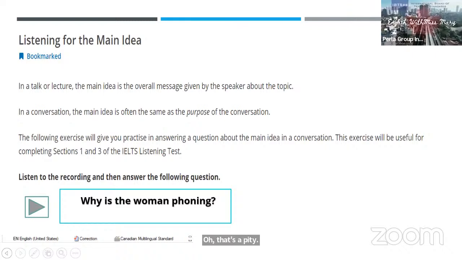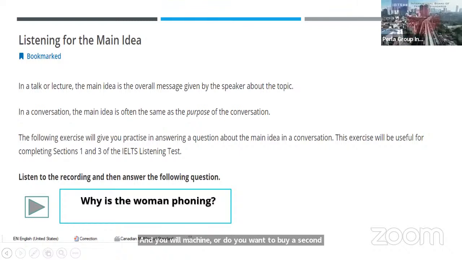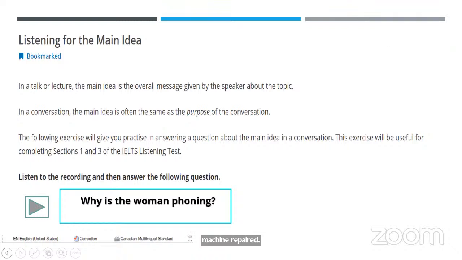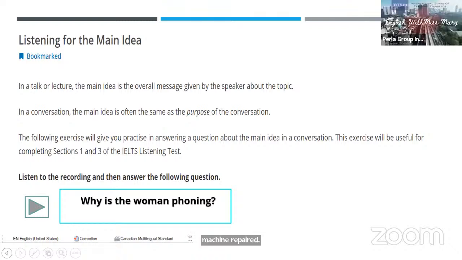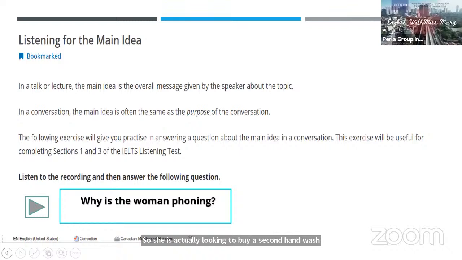All right, so what do you guys think? Why is the woman phoning? Does she want to buy a new washing machine, or a second-hand washing machine, or probably have her washing machine repaired? She's looking for second-hand, not a new one. Yes, great job. So she is actually looking to buy a second-hand washing machine, right?